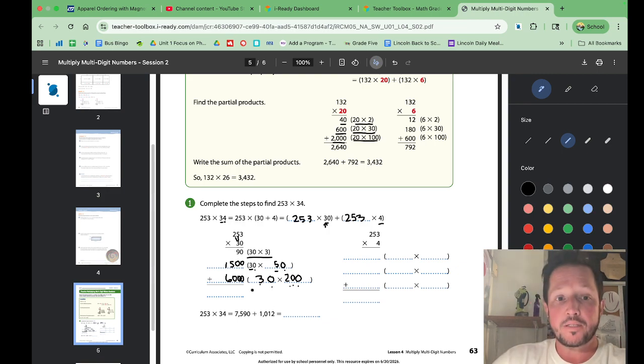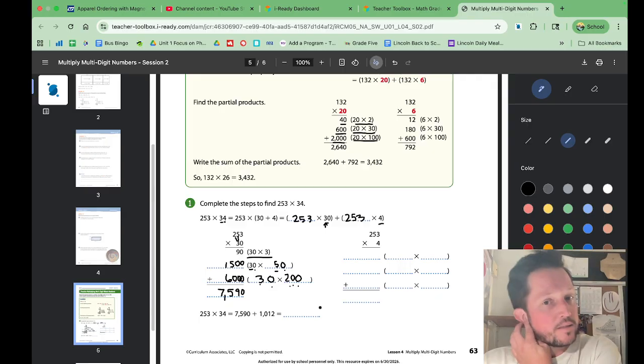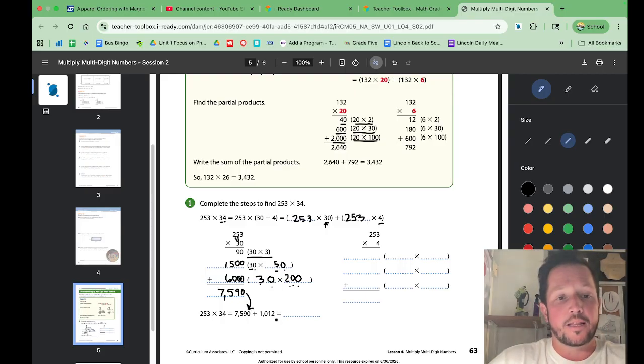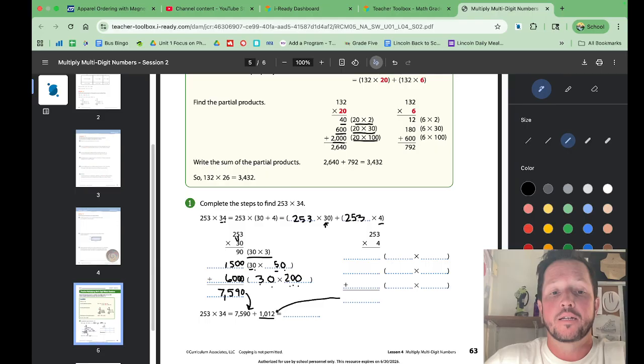All right. And if I add those together, that's 0. 9 plus 0 plus 0 is 9. 5 plus 0 is 5. And 1 plus 6 is 7. So as you can see, that 7,590 comes right there. And this guy right here is most likely coming from over here.